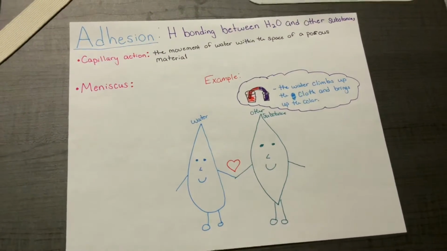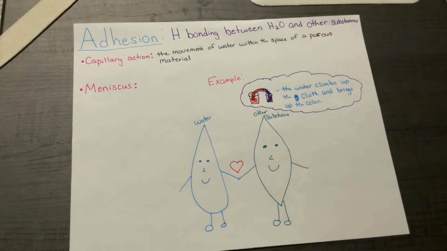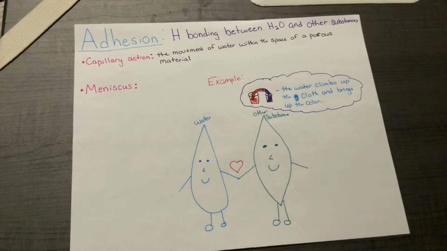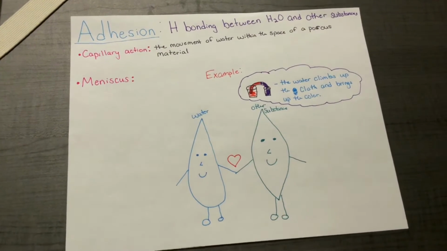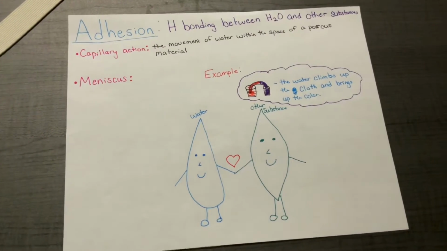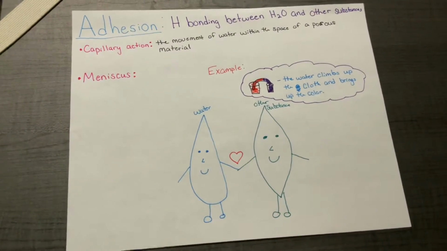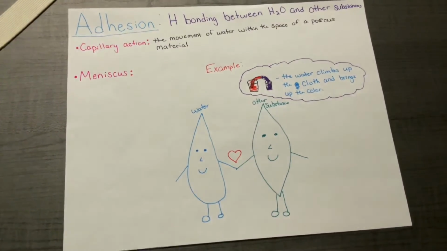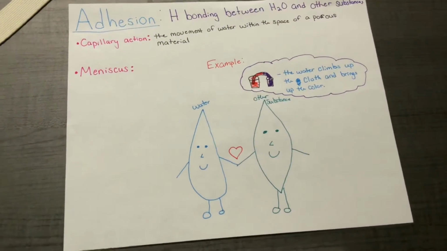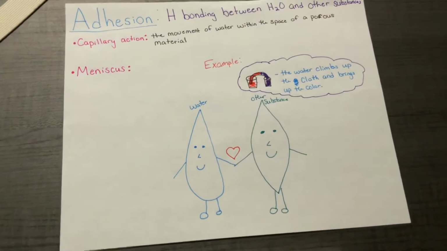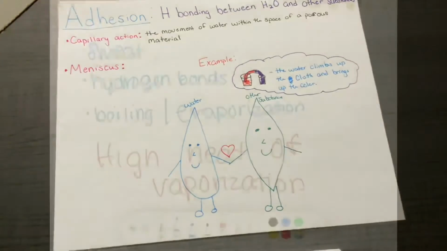Adhesion is H bonding between H2O and other substances. Capillary action is the movement of water within the space of a porous material. An example of this is when a cloth is placed in two cups of dyed water and the dyed water slowly moves up the cloth. That is an example of water with an H bond with another substance.